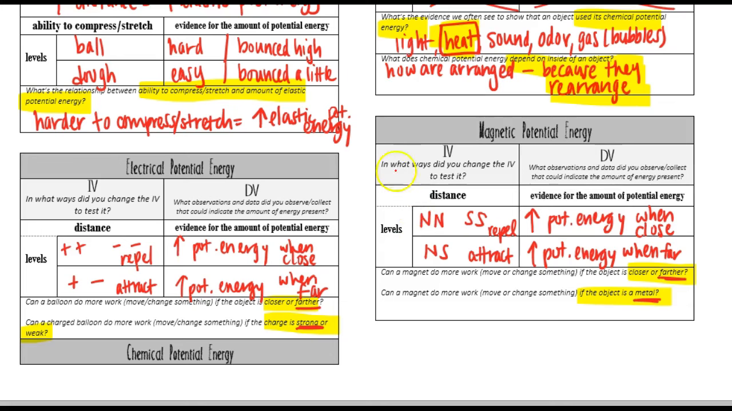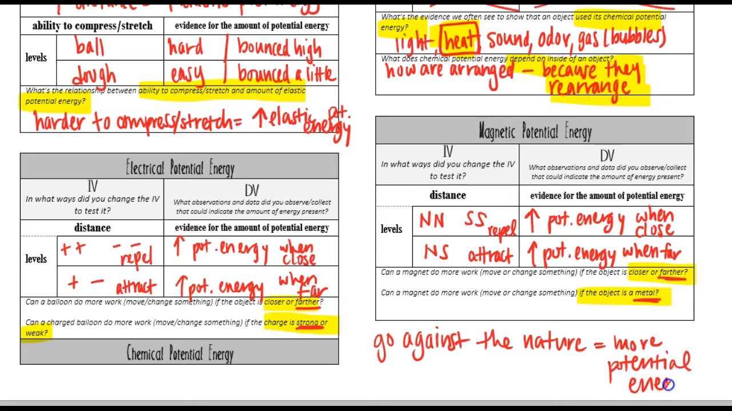So overall, check how you did, make some changes, and note that if you go against the nature of an object, that's where you're going to have more potential energy. And that's kind of a big theme that you'll see when you look at all of these.